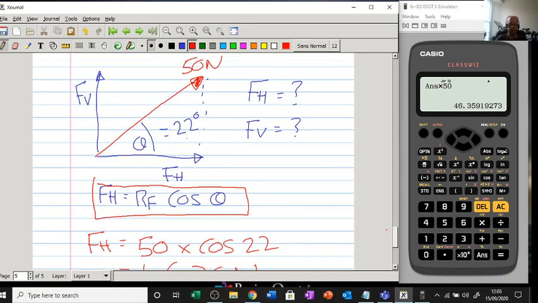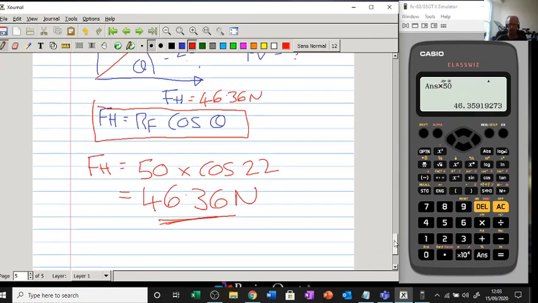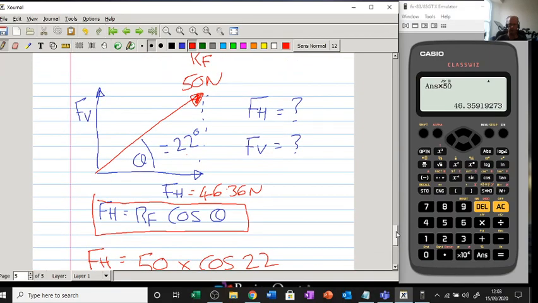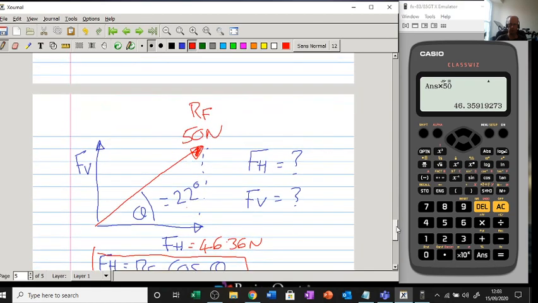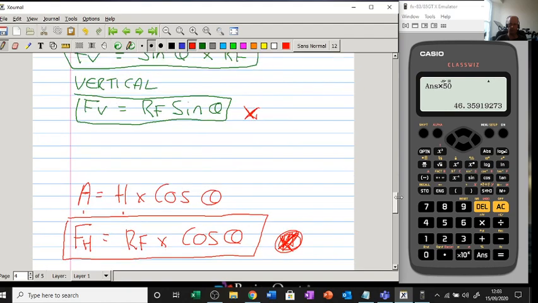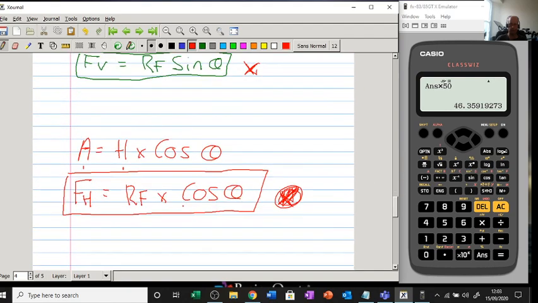So this horizontal force here is 46.36 newtons. That's it. F cos theta, resultant force cos theta: 50, resultant force, cos of the angle, 22. And we also know then that the vertical force is the same, but it's going to be the force RF.